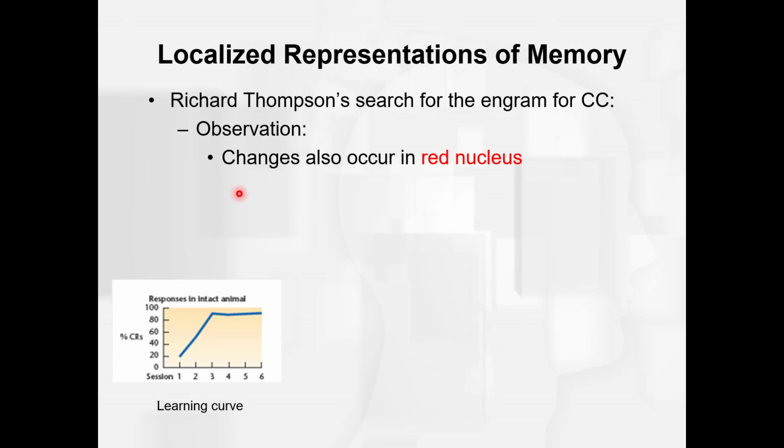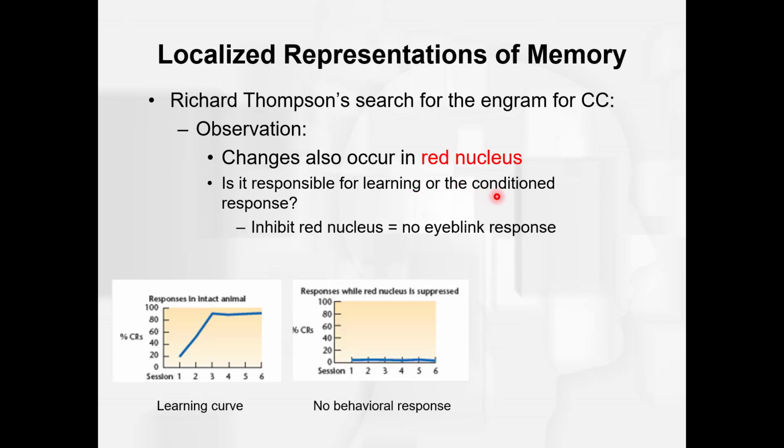Now, another observation was that changes also occur in the red nucleus. So again, the question is, is it responsible also for learning, like we just saw with the lateral interpositive nucleus, or is it responsible for allowing the conditioned response to occur? So again, if you inhibit the red nucleus, you keep it from firing action potentials by injecting a drug, you don't see an eye blink response. So once again, here's our normal learning curve. While the red nucleus is suppressed, just like with the lateral interpositive nucleus, you don't see a conditioned response.